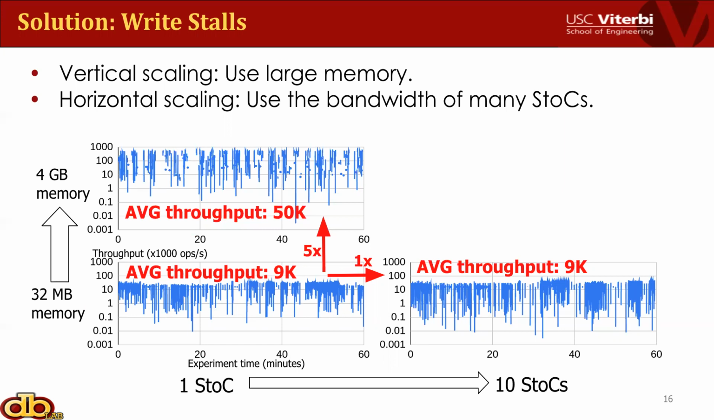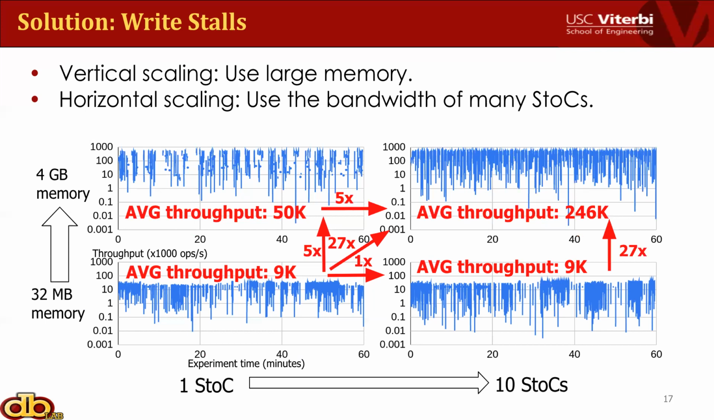Then I increase the memory size assigned to the LTC from 32 MB to 4 GB with one storage component. The throughput increases by a factor of 5. This is because the LTC now writes multiple immutable memtables to storage components concurrently. However, the throughput remains spiky due to the bottleneck on disk bandwidth to compact SSTables.